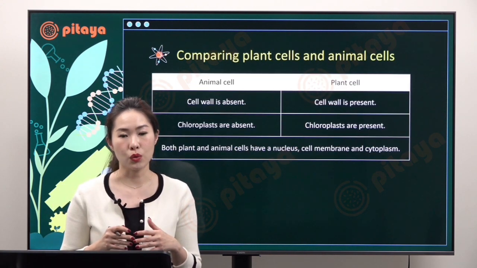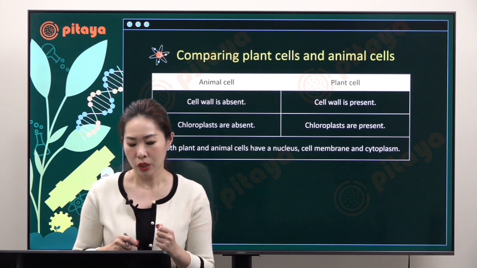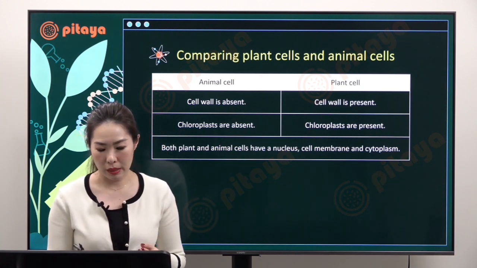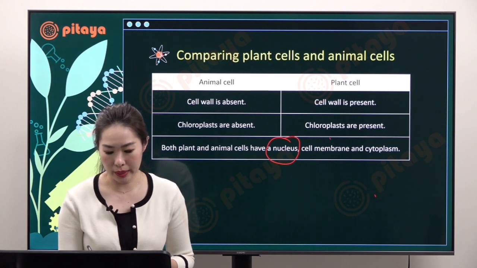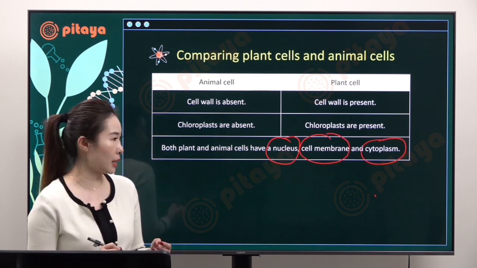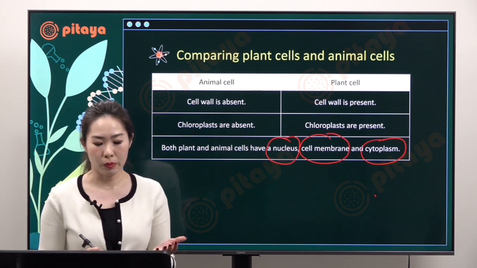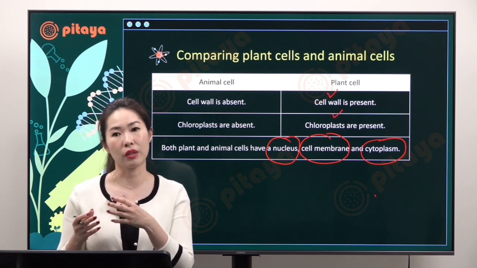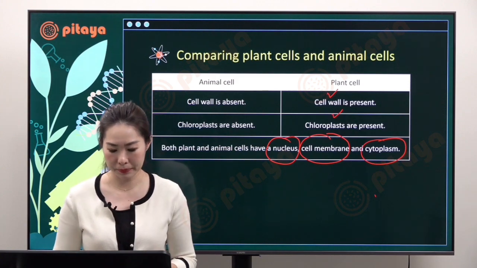So as a summary, to compare plant cells and animal cells, just remember that there are 3 similarities and 2 differences. The 3 similarities will be having the nucleus, cell membrane, and the cytoplasm. And then the differences will be the presence of cell wall and chloroplast or not, whether this cell has cell wall or chloroplast.